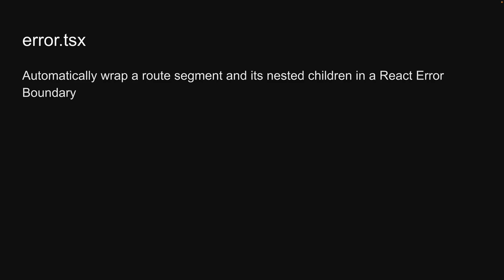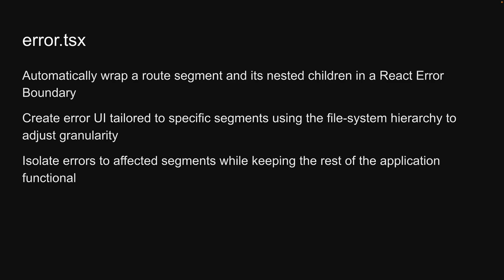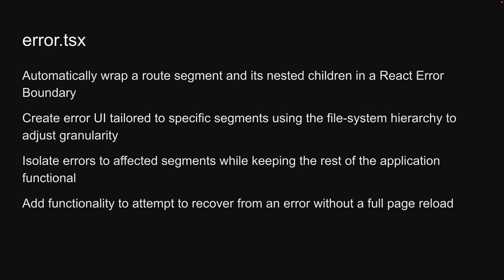Here is a list of what the error.tsx file does in the new app router. Automatically wrap a route segment and its nested children in a React error boundary. Create error UI tailored to specific segments using the file system hierarchy to adjust granularity. Isolate errors to affected segments while keeping the rest of the application functional. And add functionality to attempt to recover from an error without a full page reload.